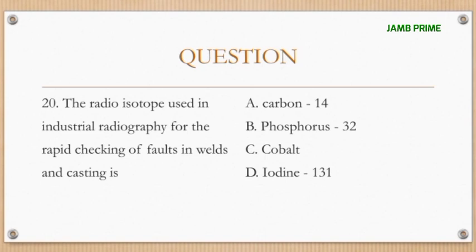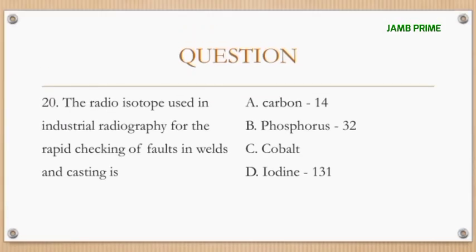All right, moving on to the next question. It said, a radioisotope used in industrial radiography for rapid checking of faults in weld and casting. When you just say welds and casting, note that it is actually cobalt. So cobalt is the answer to this question.